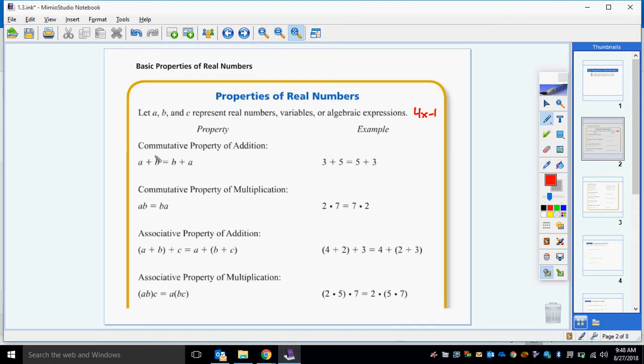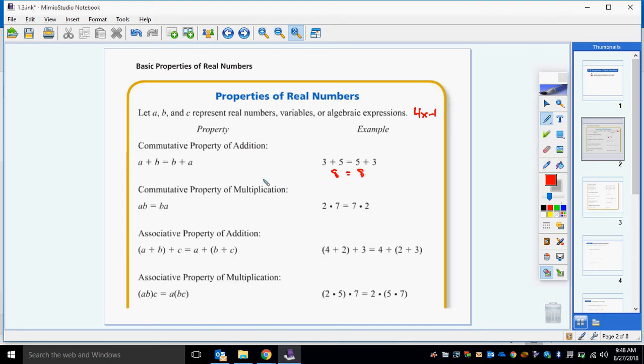The first property we want to talk about is commutative. Commutative property of addition. So what it's saying is if we take two things and add them together in the order of A plus B, I can switch that order and it's still equal, so B plus A. So for instance, if you take 3 plus 5, you would get 8. And if you took 5 plus 3, you would also get 8.